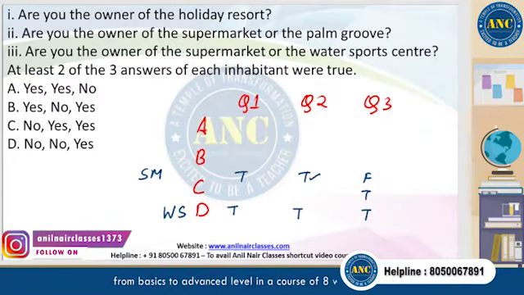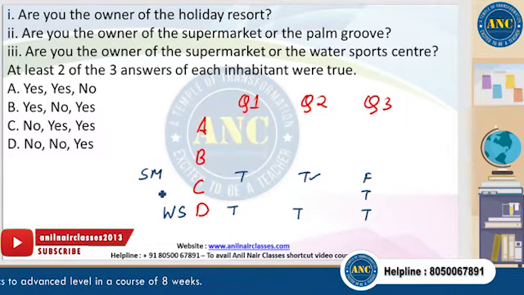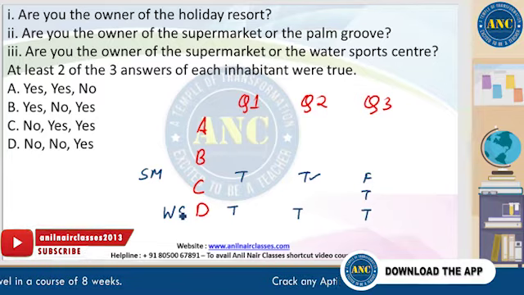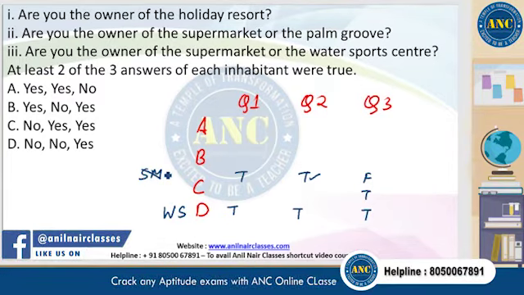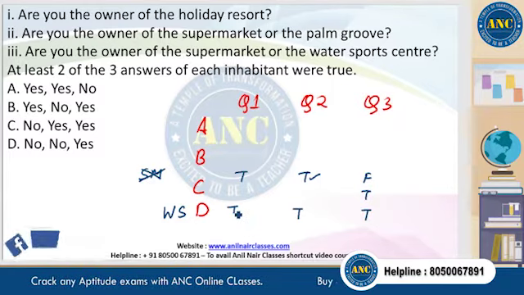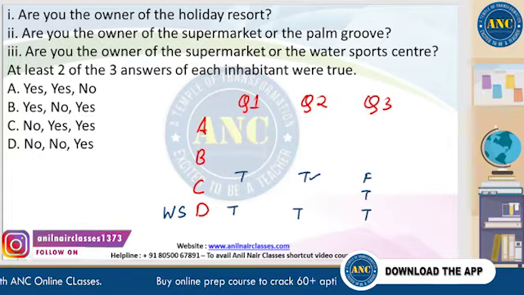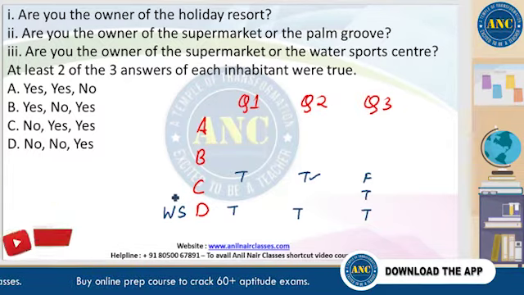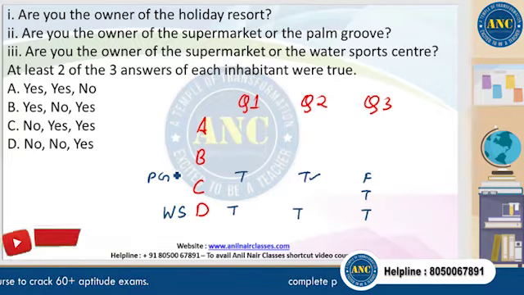If it is false, he says, yes, I am the owner of the supermarket or the water sports center, which is already taken, yes. If he's the owner of the supermarket, he cannot say yes, and that's a false. So supermarket is ruled out, right? That makes life a little easy. That means we're talking of a palm grove, that being the next statement. So that must be a palm grove. In this case, I'm just assuming a case, right? And we're just taking a case.